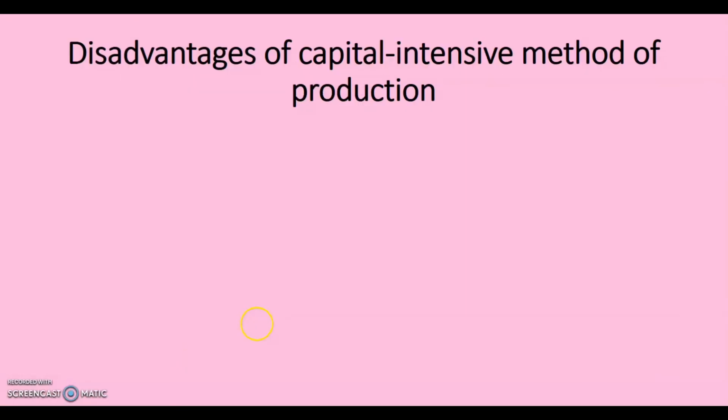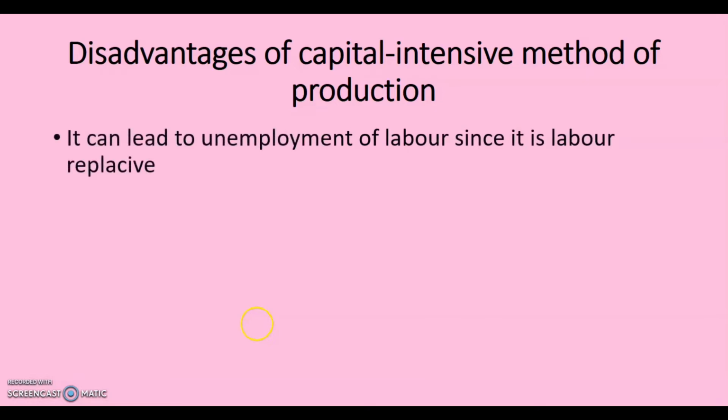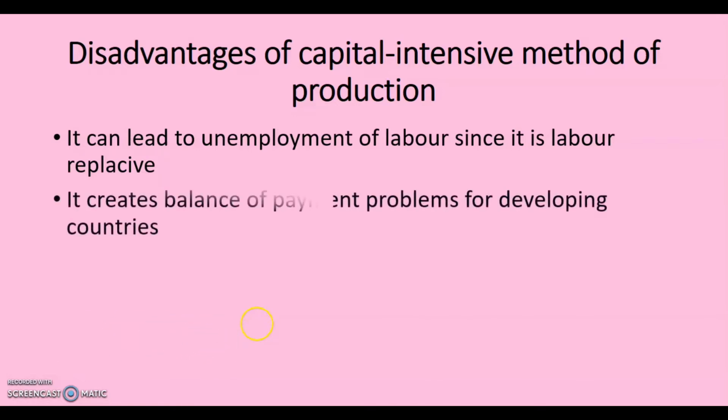Now let's look at the disadvantages of the capital intensive method of production. The first is that it can lead to unemployment of labor since it is labor replacing. What we are saying is that in a community where we have more labor and the producer is using capital, it will lead to the unemployment of labor, meaning labor will be underutilized or unemployed. And then we know the consequence of having a society with a larger unemployment rate.